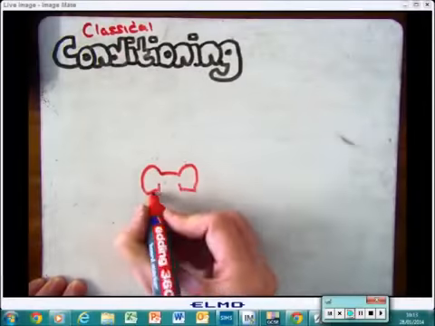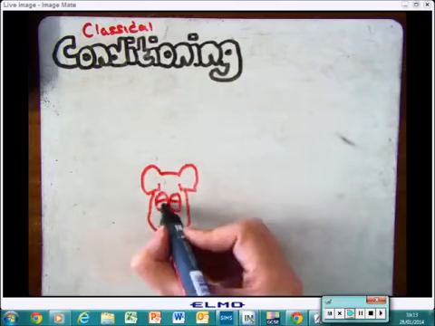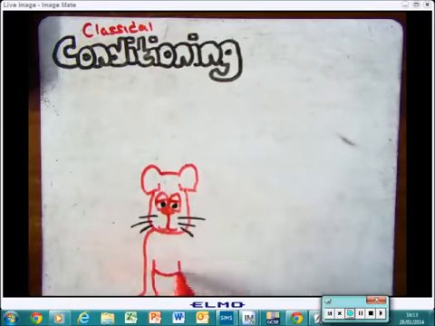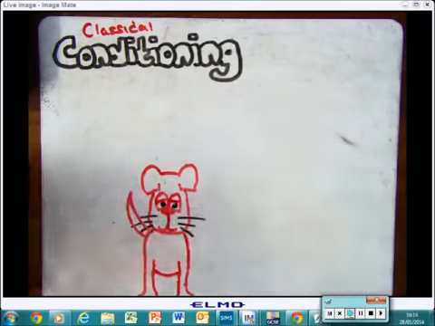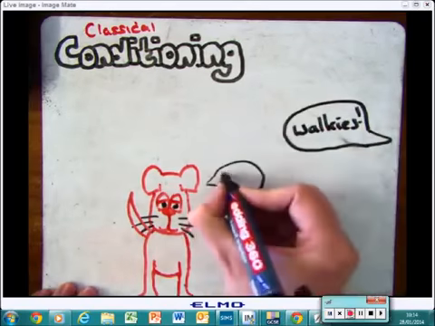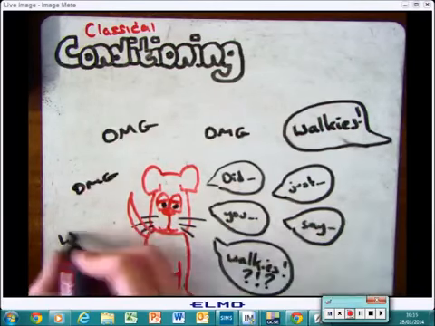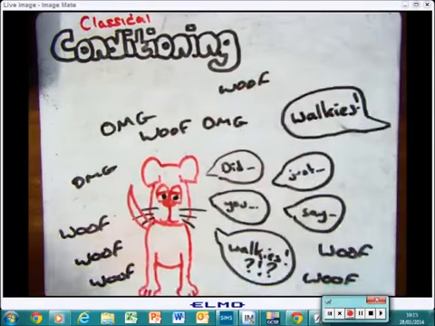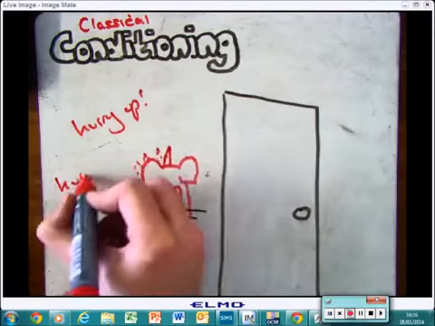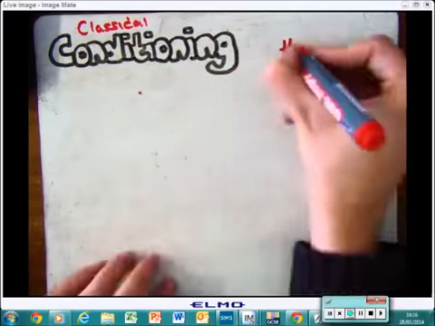The next thing we're going to have a look at then is classical conditioning, and we're going to do that with the example of dogs and how they respond to food. So classical conditioning basically is where an animal responds to a stimulus, responds to something that it's been trained to do. So an example of that is hearing the word walkies and wanting to go for a walk.